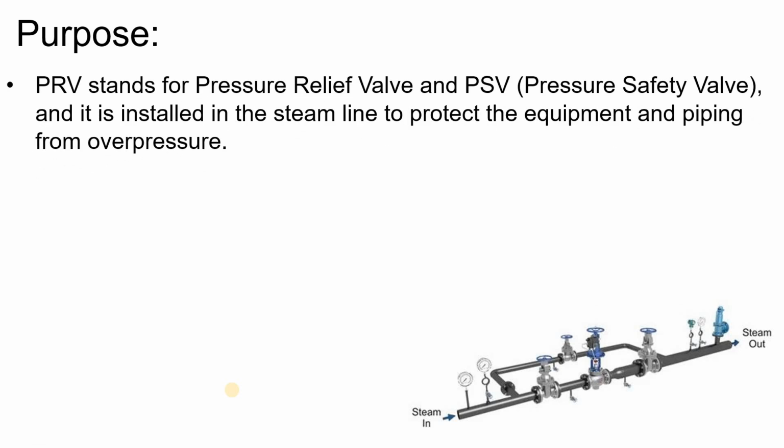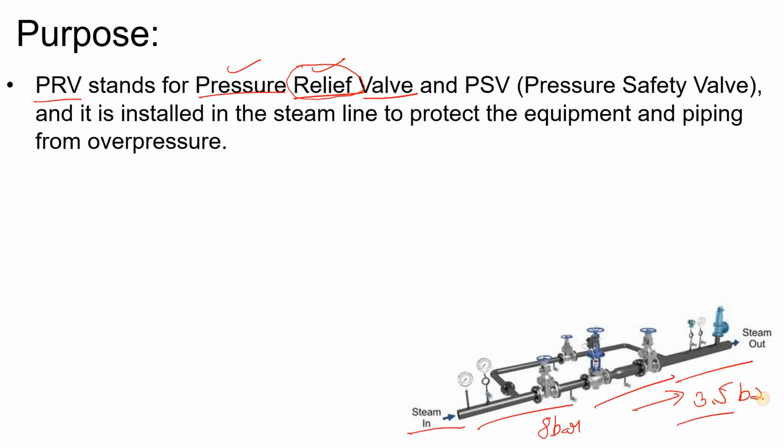If I talk about the PRV, PRV stands for pressure relief valve, meaning simply it will relieve the pressure. You could see here, this is your steam pipeline. So what is the meaning of relief? Let's suppose in the upstream the pressure is 8 bar and in the downstream you want a pressure of 3.5 bar. So you will get this pressure in the downstream, right? So it will relieve the pressure.